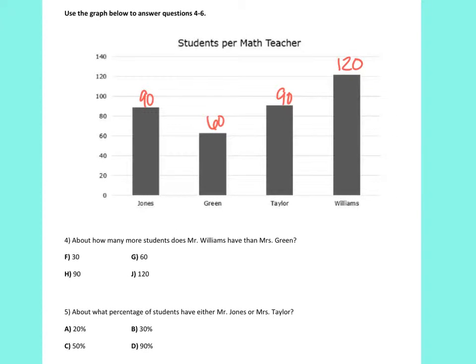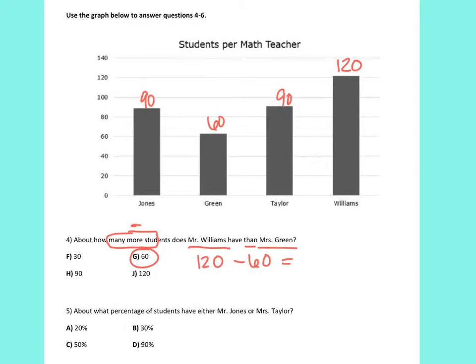So number 4 says about how many more students, that means we're going to subtract, does Mr. Williams have than Mrs. Green? So Williams had 120. Green has 60. So 120 minus 60 is 60.